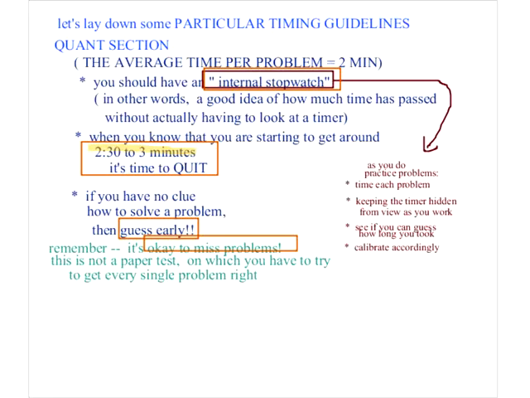All right, so this is pretty much it. We're out of time for today, so in the next study hall, I'll probably talk a little bit about verbal time management. But quant time management is pretty much these 3 principles. Have an internal stopwatch, know when it's time to quit, and quit at this time.